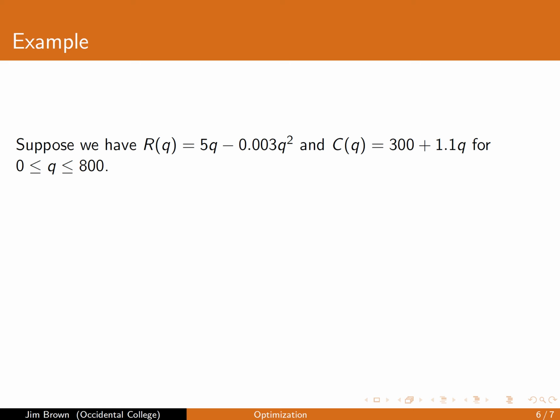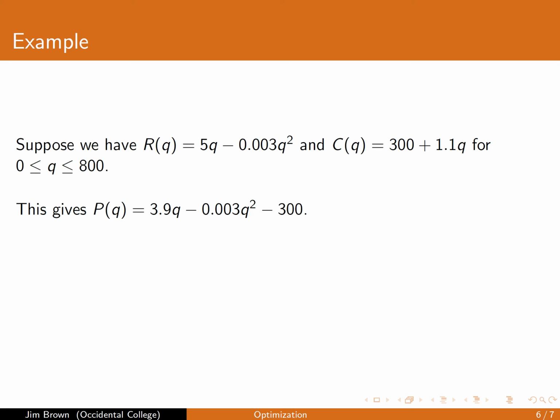So let's go ahead and run through one quick example of how this shows up. Let's suppose we have a revenue function R of Q given by 5Q minus 0.003Q squared, and C of Q is 300 plus 1.1Q. The interval to look at is that we could produce 0 products or up to 800 products. Note that C of 0 is 300. That 300 is our fixed cost to get things started. We're going to have to spend that 300 even if we produce no products.